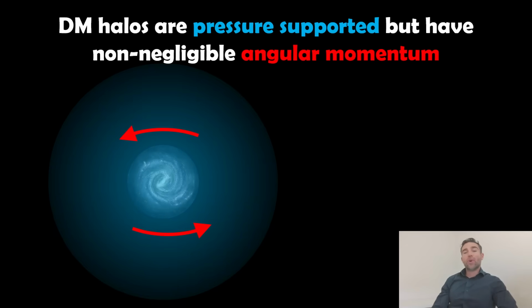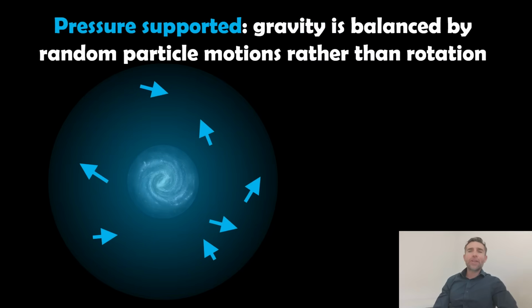And what do we mean by pressure supported? Well, it just means that, let's say we have individual dark matter particles in this dark matter halo, they are moving more randomly rather than rotation wise. Because if you just have gravity and nothing else, it's going to likely collapse. So it has to be balanced by something else, and it's balanced by the random motions of the dark matter as opposed to it being rotation supported.